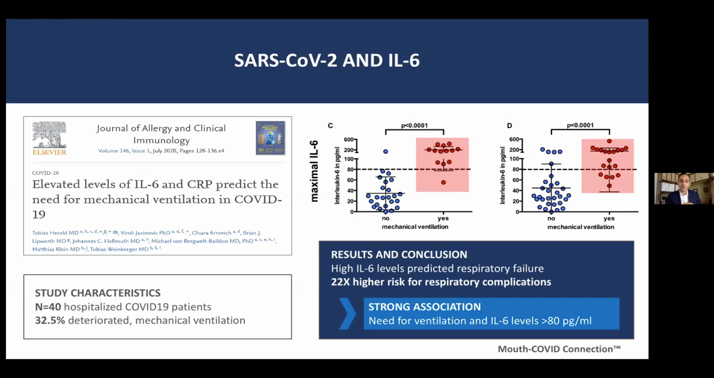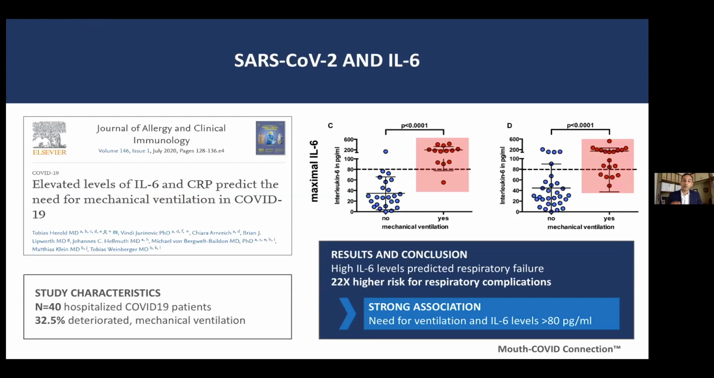And you can see there are two outliers. In science, when you see outliers and there's one on each side, you cancel them out. But even if you leave them in there, they showed that there's a 22 times higher chance of being on a ventilator when above that line. Every attempt must be made by medical and dental professionals to keep people below that 80. And again, 22 times is a very strong association.